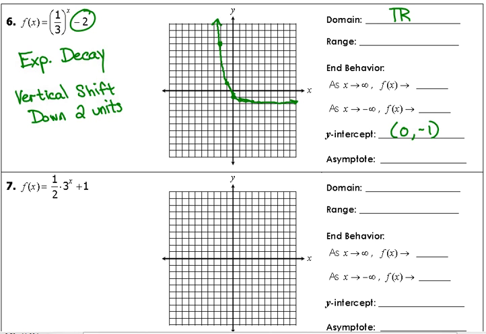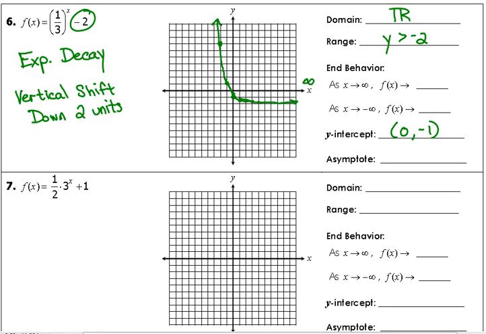Now, our range. Has that changed? Our y values? Yeah. All of our other graphs have been above the x-axis. Is this entire graph above the x-axis? No. It's above a certain value. It's above -2. Okay, this range is y is greater than -2.